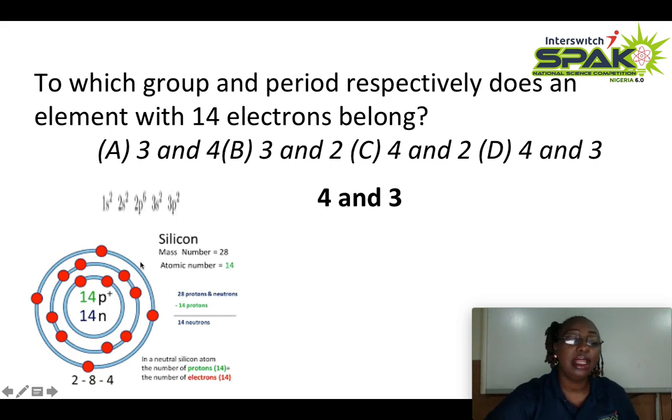Or you look at the number of valence electrons. The last shell is known as the valence shell. And how many electrons are on the valence shell? We have 4: 1, 2, 3, 4. That tells us the group number. So if it's 1, it's group 1. If it's 2, it's group 2. So this is 4, telling us that it's in group 4. So the answer is 4 and 3.